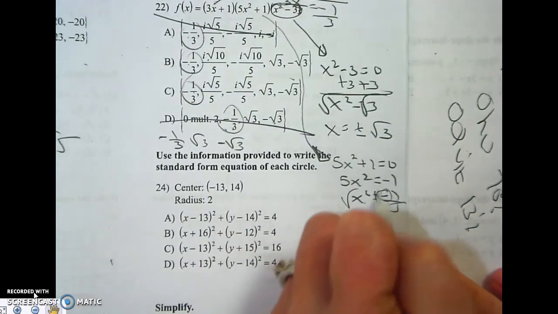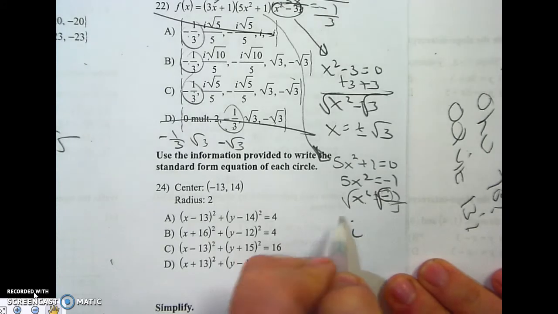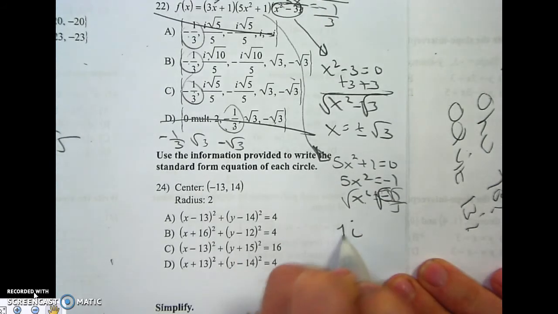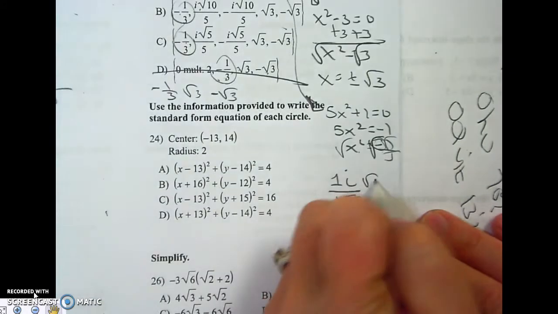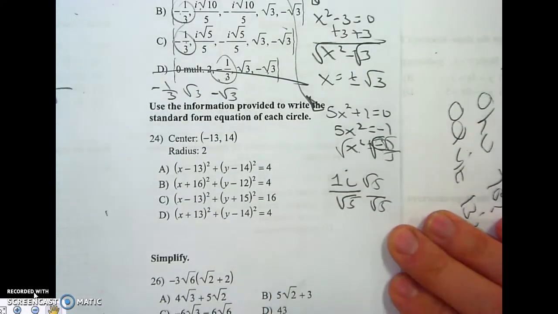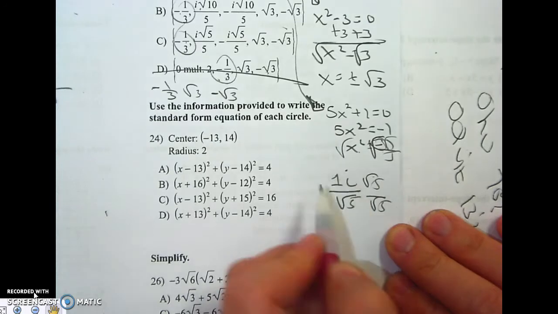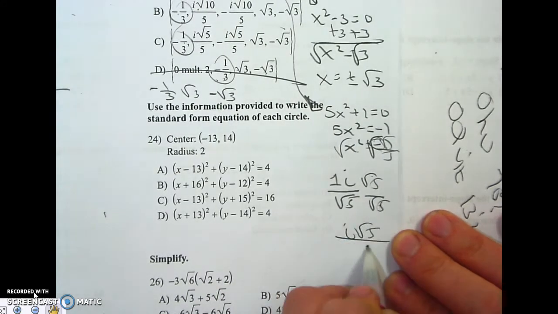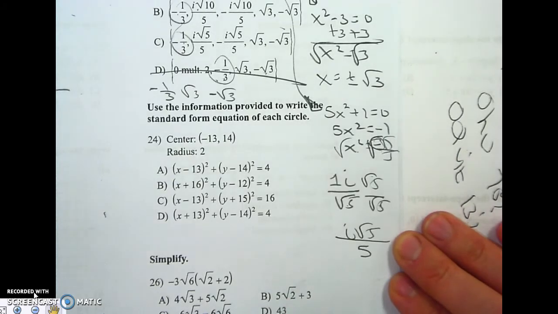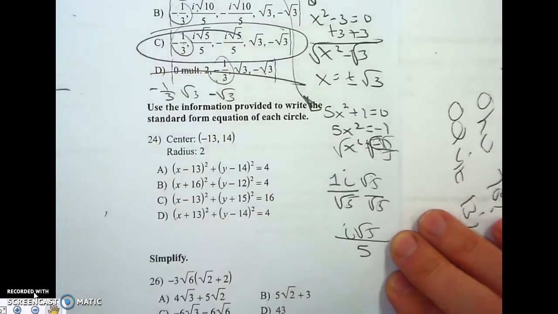So if I square root this, I take out the i. The square root of 1 is 1 over rad 5. The way to get rid of a radical is to multiply it by itself. 1 times rad 5 times i is i rad 5. Rad 5 over 5. So that lends itself to C.